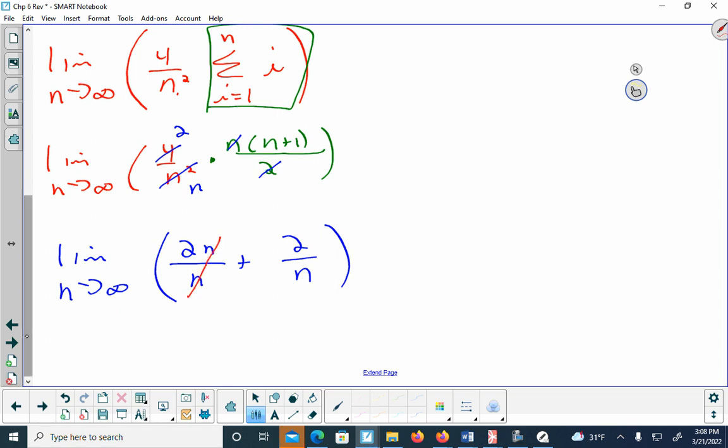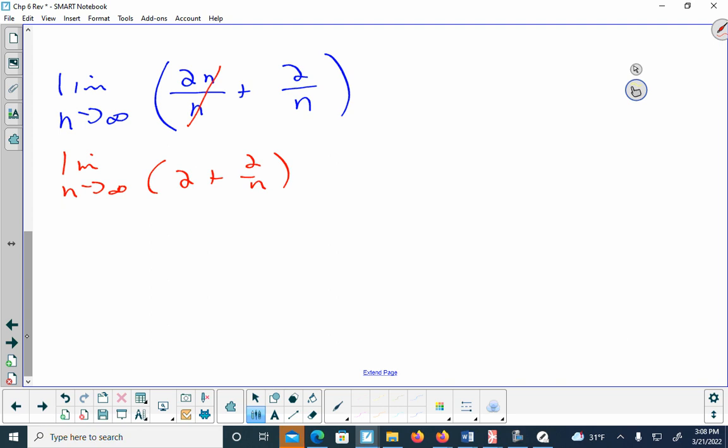Here the n's will simplify, so I'm going to take the limit as n approaches infinity of 2 plus 2 over n. Now I'm ready to take the limit. I have simplified. There's no place for me to put n here, so that's going to stay 2. And then as n gets larger and larger, 2 over n will approach 0. So plus 0, and the 2 just stays.